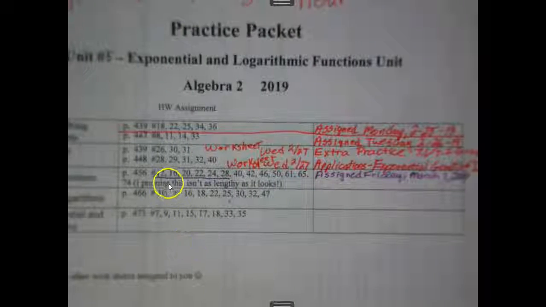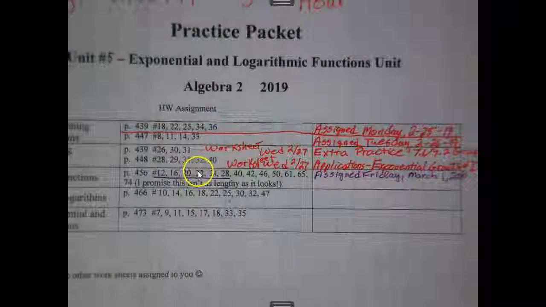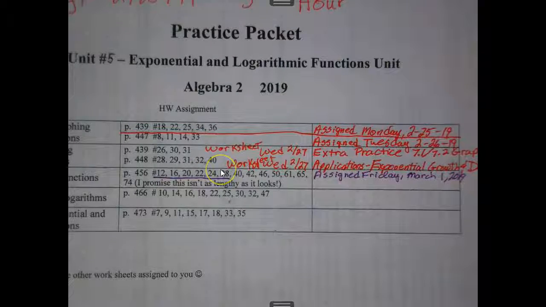Comprendes? You can do problems 12, 16, 19, 22, 24, and 28. You should get this done before you leave today. No, it won't. Well, maybe you, because you're so far behind and you don't feel like doing anything.